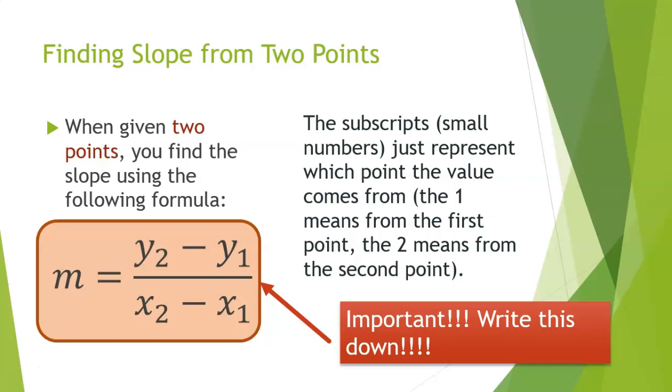When looking at this formula, the subscripts, those are the small numbers beside the letters, represent which point the value is coming from. The subscript 1 means that it comes from the first point. So y1 would mean the y value in the first point given. The 2 represents the second point. So x2 means the x value from the second point given.